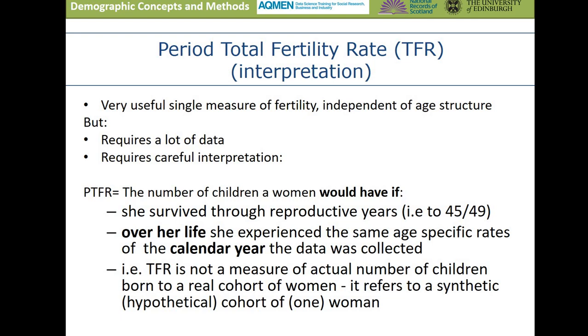So if we're talking about a period total fertility rate, this is the number of children a woman would have if she survived through reproductive years to the age of 45 or 49, and she experienced the same age-specific rates of the calendar year in which the data was collected. So this is not a measure of the actual number of children born to a real woman. It actually refers to a synthetic or hypothetical cohort who experiences the age-specific rates of a particular calendar year.